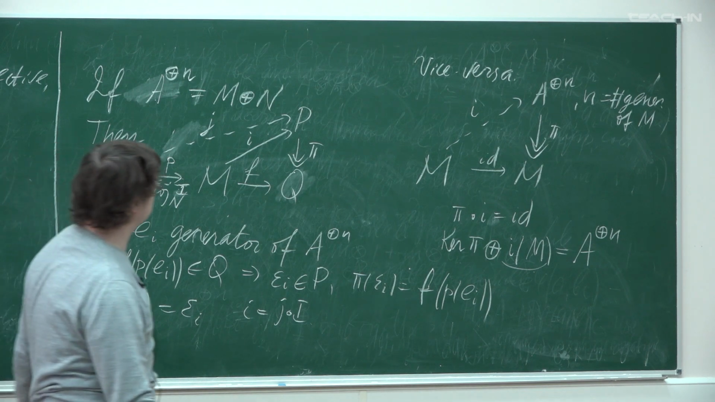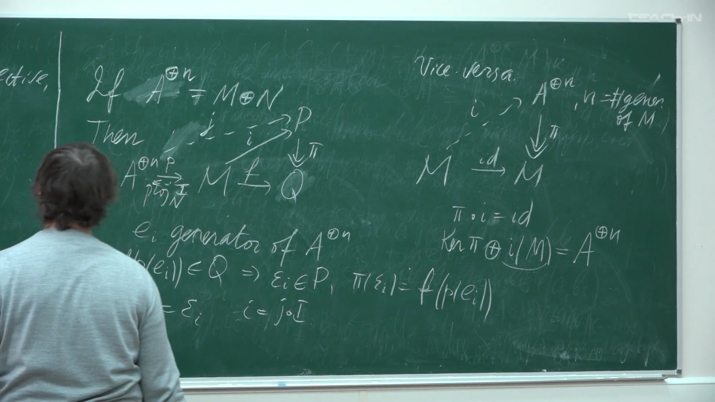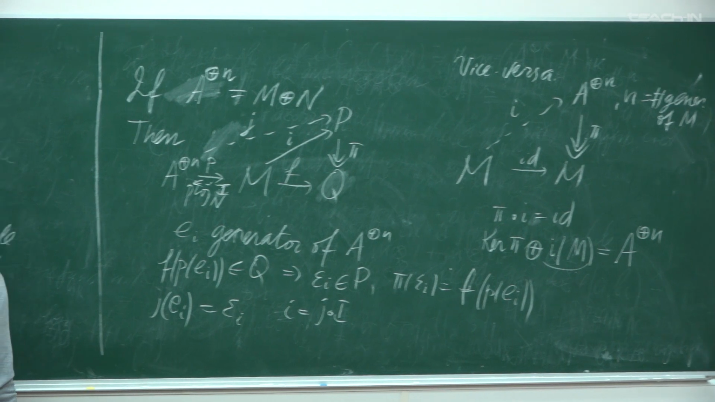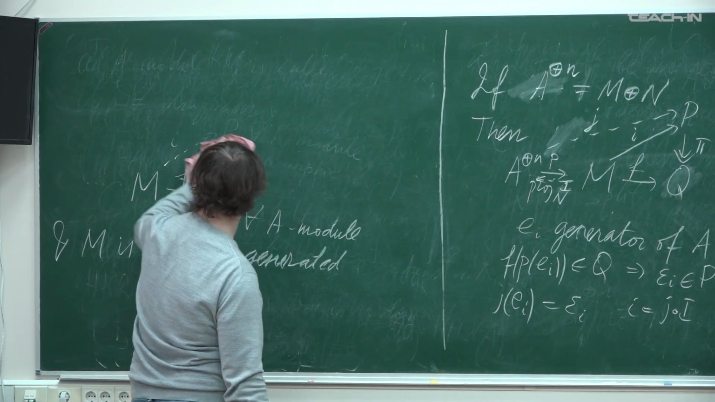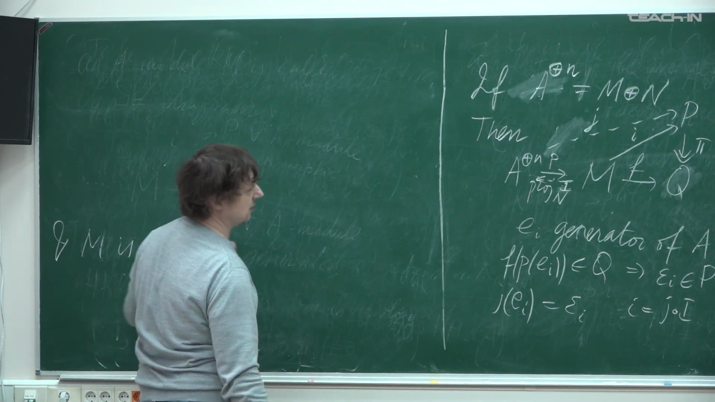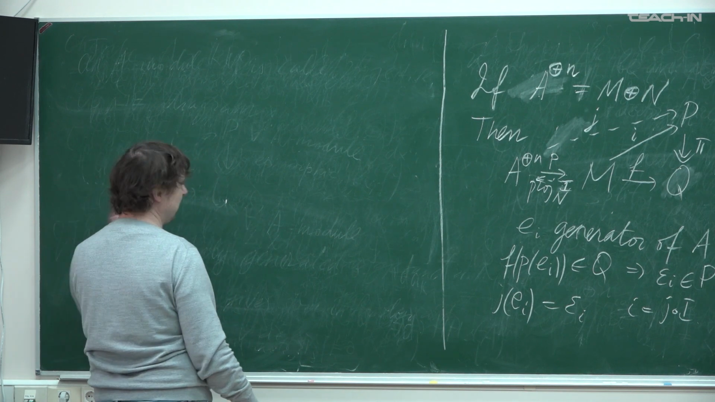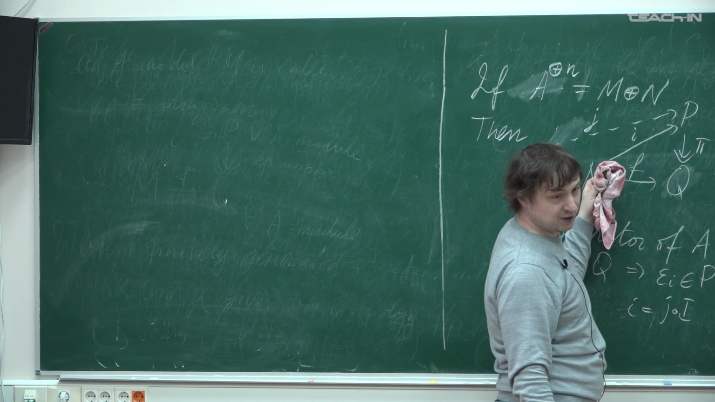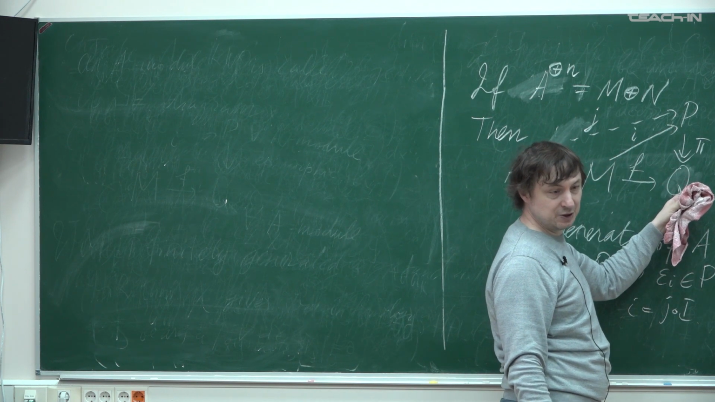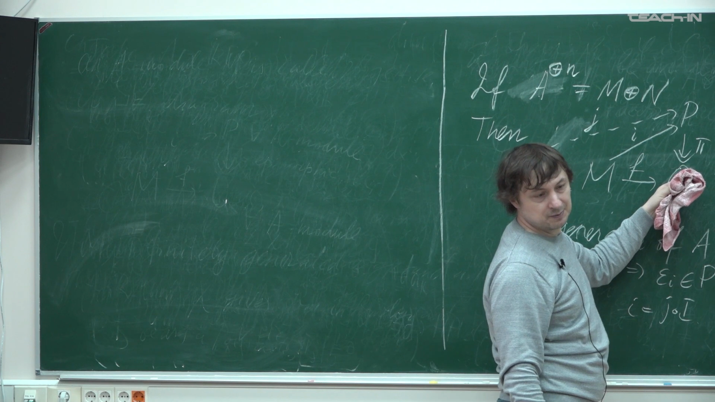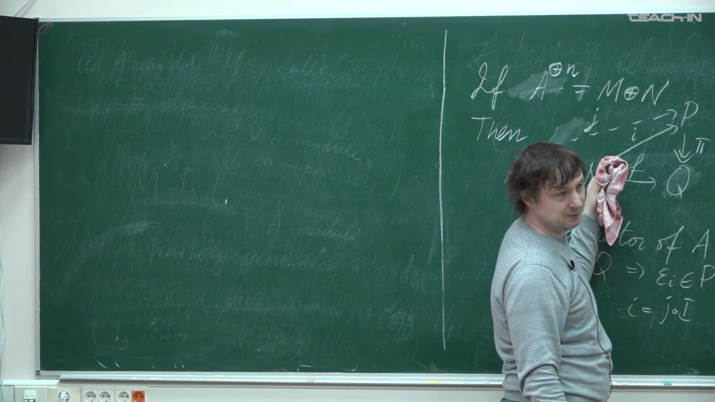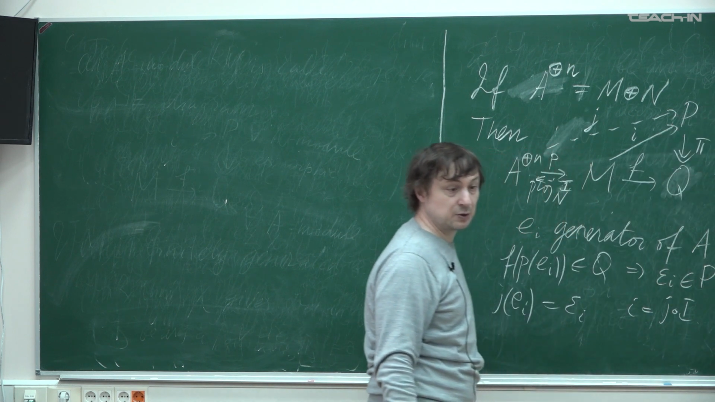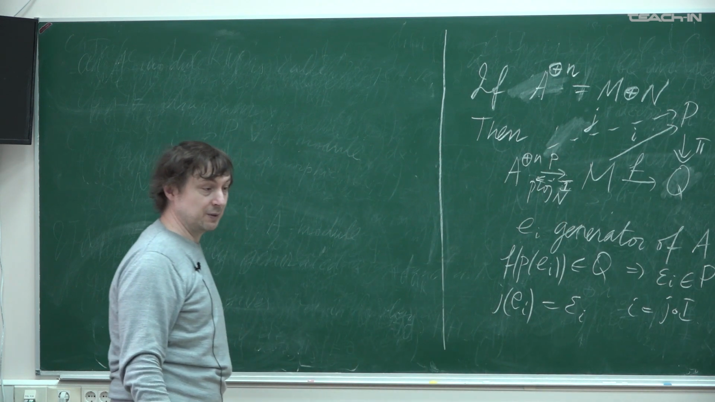The importance of this projective condition is that it allows you to construct maps by lifting. If you have some epimorphic map and you have some projective module mapping into the image of this epimorphic map, then you can lift this map from M to the source of this epimorphic map.